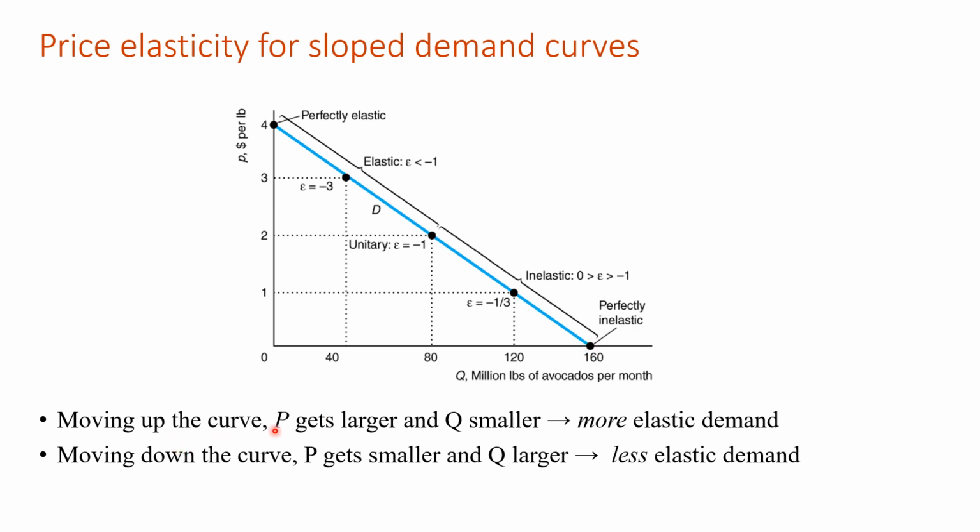So moving up the curve, P gets larger and Q smaller, we get more elastic demand. Moving down the curve, P gets smaller and Q gets larger, so we get less elastic demand. Simply by the way that the equation works.